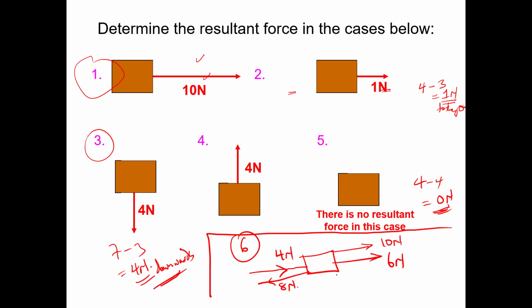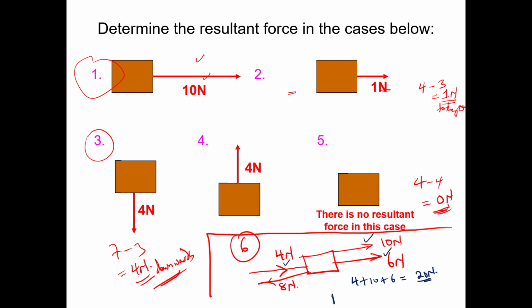Okay, I hope that you've got it right. So let's do corrections and we see. Now we see that 10, 6, and 4 are all pointing to the right. So we shall simply have 4 plus 10 plus 6 giving us 20 newtons.